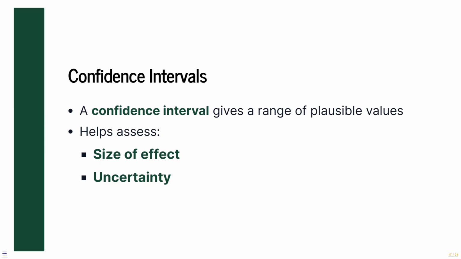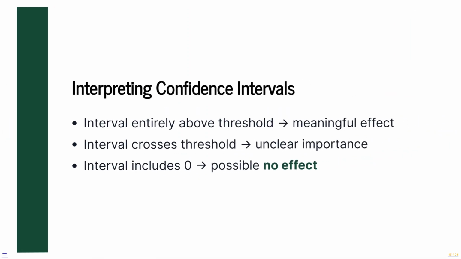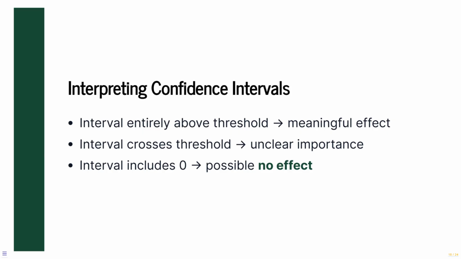Another important tool is the confidence interval. A confidence interval provides a range of plausible values for the population parameter and helps us understand both the size of the effect and the uncertainty in our estimate. When interpreting a confidence interval, if the entire interval lies above a threshold of practical importance, we can conclude the effect is meaningful. If it crosses that threshold, the importance is uncertain. If it includes 0, the data are consistent with no effect.